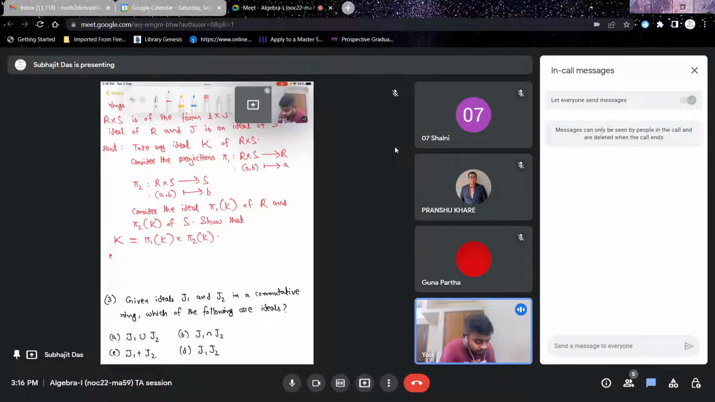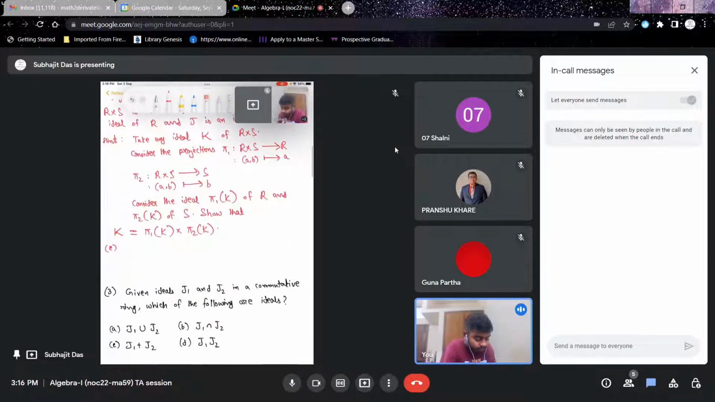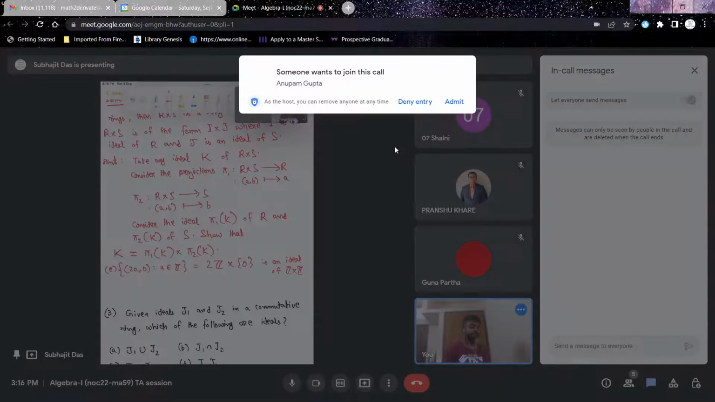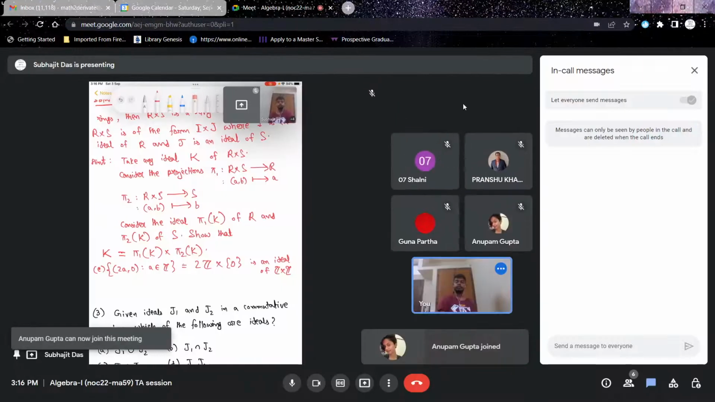So option C. You have (2a, 0), such that a is an integer. And this clearly, as you understand, is 2Z cross 0. 2Z is an ideal in Z and similarly 0 is an ideal in Z. So certainly this fits. This is an ideal of Z cross Z.